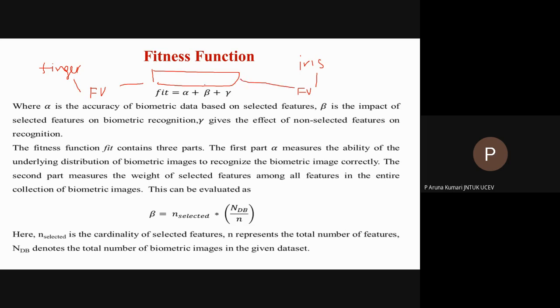Okay, then what should be my goal when I'm designing the fitness function for selecting the optimum features? I have to select the best features from both finger and iris in such a way that I can accurately authenticate or recognize the person.